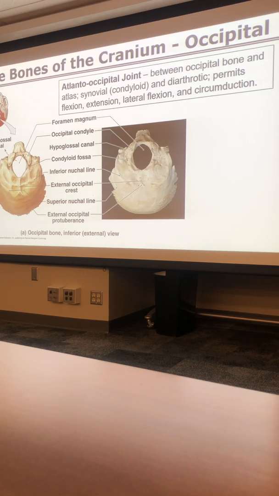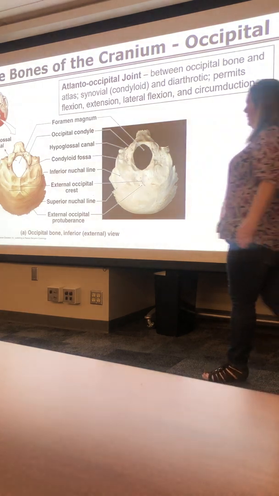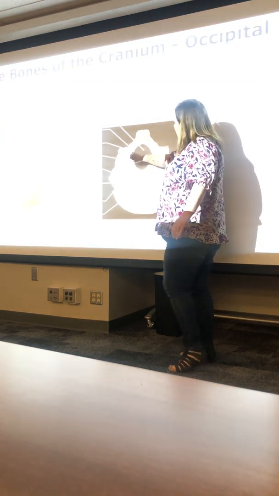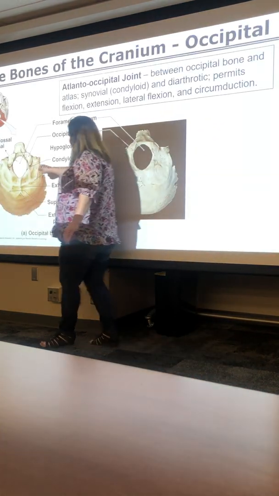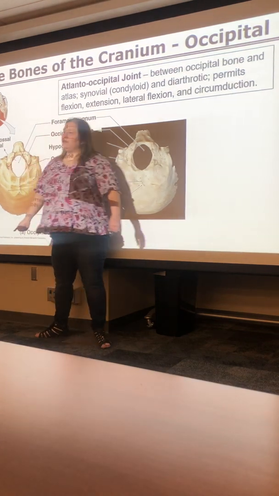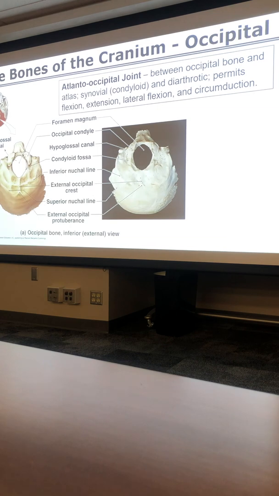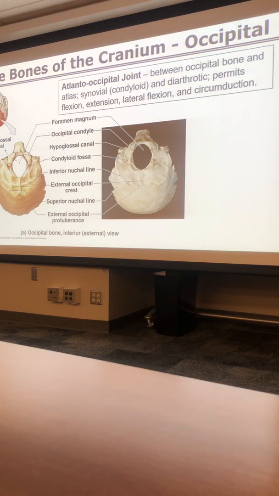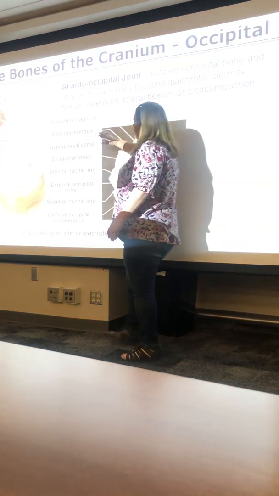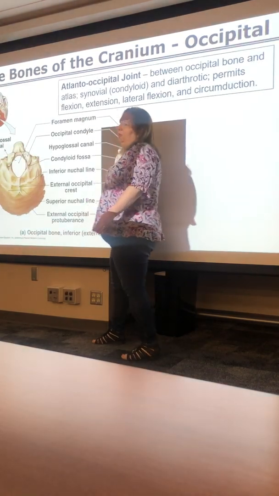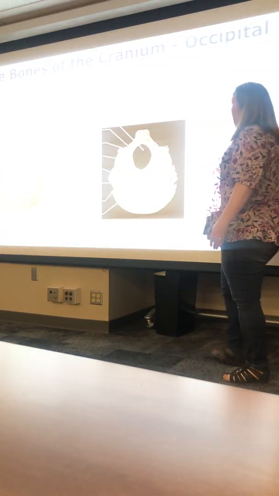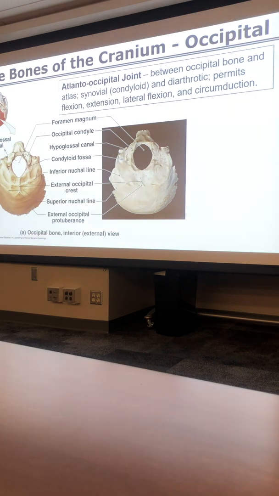Some other structures are the occipital condyles, here, here, here, and here. And anytime you see the word condyle, there's an articulation going on there. These are found on either side of the foramen magnum. It's where the skull articulates with the first cervical vertebra. And that first cervical vertebra is known as the atlas. So this is known as the atlanto-occipital joint.